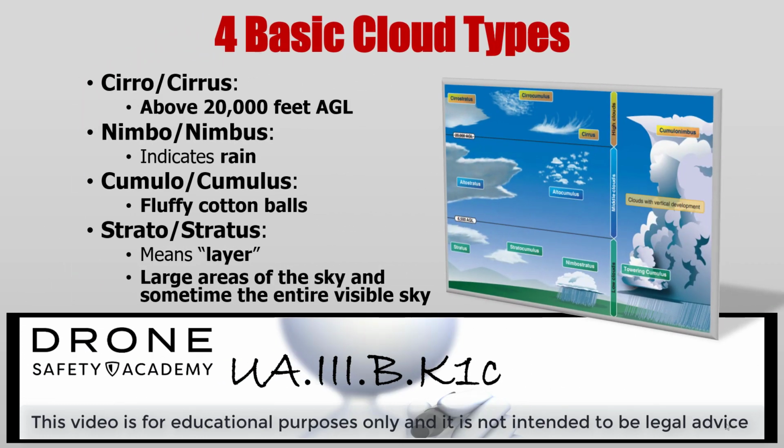Let's talk about 4 basic cloud types. Cirrus clouds are above 20,000 feet, and nimbus clouds indicate rain every single time. Cumulus clouds are usually identified by the fluffy cotton ball nature of the cloud. Stratus means layer, and these types of clouds will cover large areas of the sky, sometimes the entire sky.